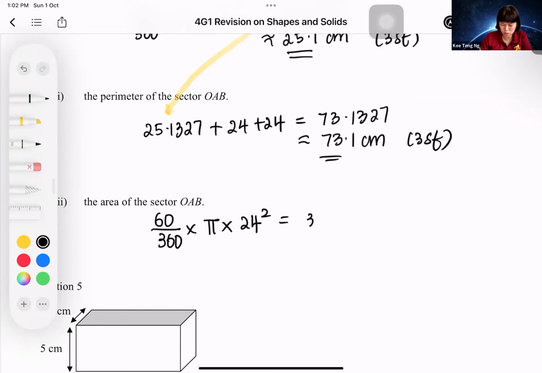And that gives me 301.59, rounding off to 302 cm squared. Have you gotten the answer? With that, we'll move on to the next type of solid.